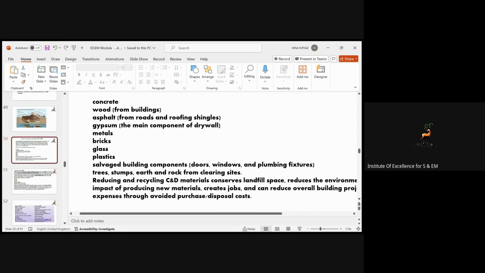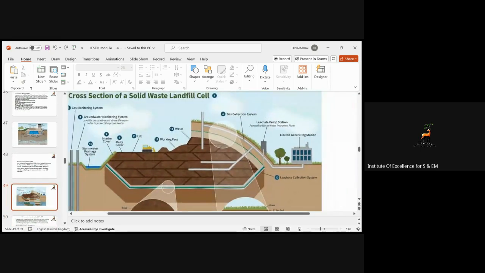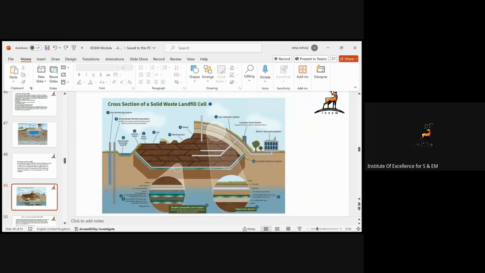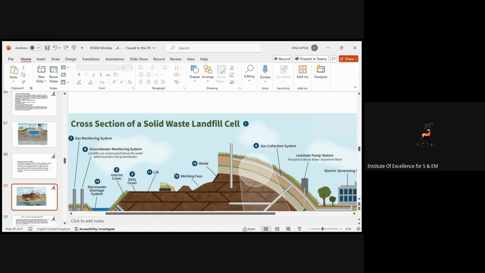Yeah, I want to tell you one thing. This is one of the wonderful pictures I have found on the internet. So I will tell you about these 16 steps one by one. So first of all, the first step is a cell. This is a cross-sectional area of any landfill. So the first step is the landfill cell.